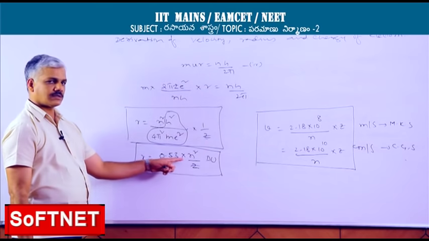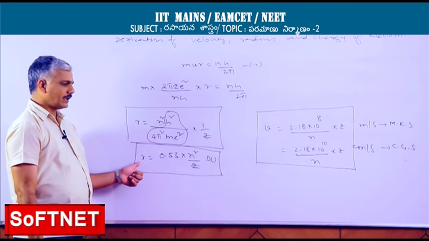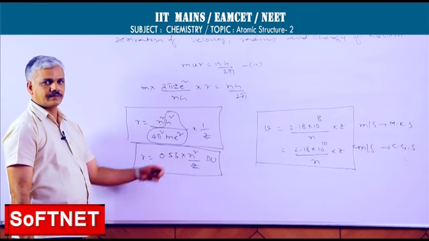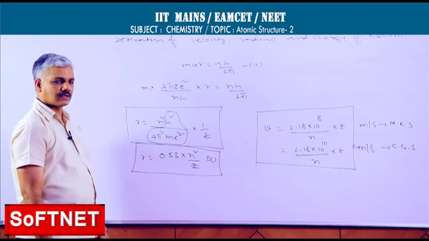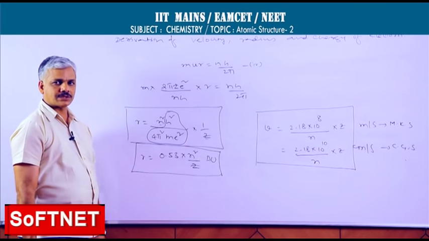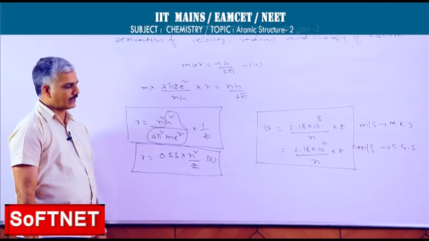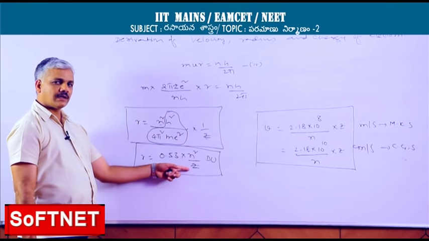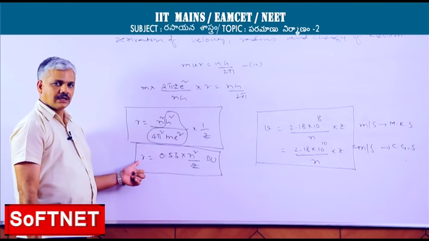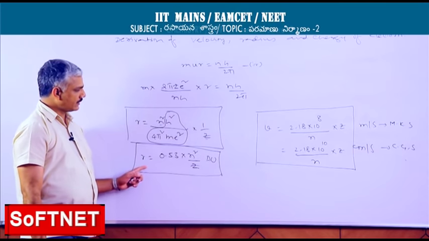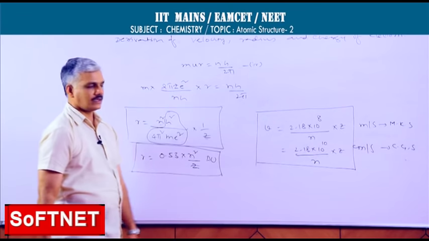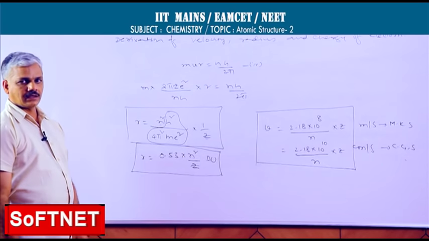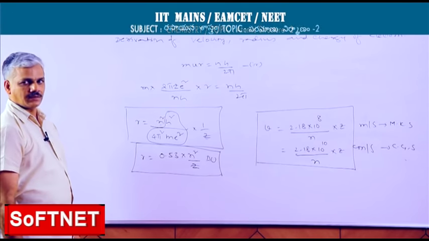So from this expression, what we can conclude is radius of the orbit is directly proportional to number of the orbit and inversely proportional to atomic number. As n value increases, radius increases. As z value increases, radius will decrease. So these two relations particularly are to be kept in mind for solving number of problems based on Bohr's atomic model.